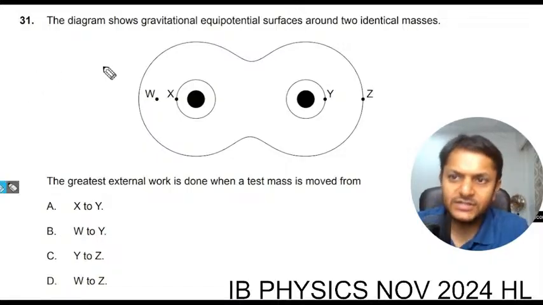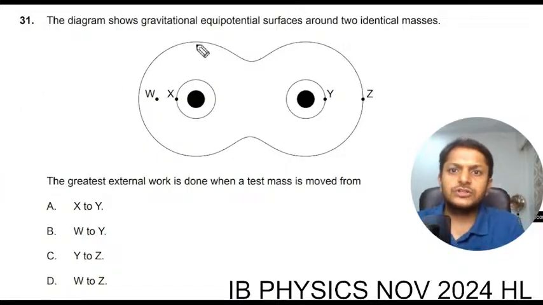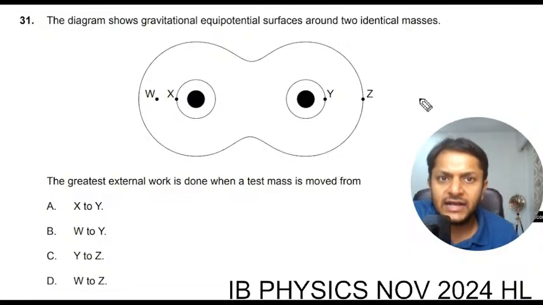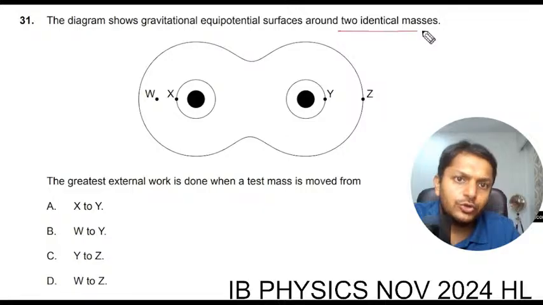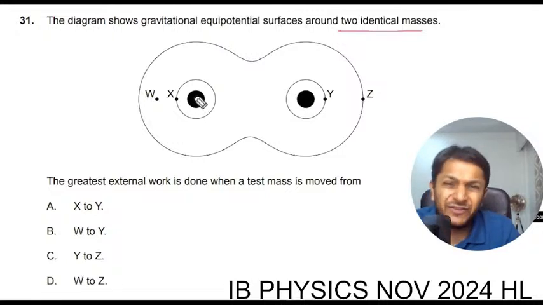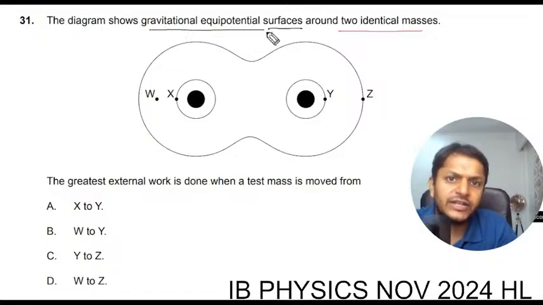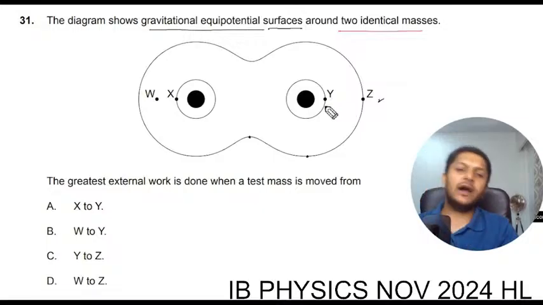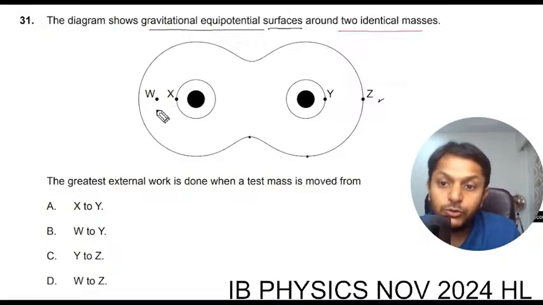Okay, dear student, let's see what is there in this question. The diagram shows the gravitational equipotential surfaces around two identical masses. So, point to be noted, there are two identical masses, and the mass of these two bodies is the same. Now there are 3-4 points that they have shown, and these are gravitational equipotential surfaces, so the potential remains the same on one single line. So the potential at this point is equal to the potential at this point, and it is equal to the potential at Z. But for Y it is different, for X it is different, for W it could be different.